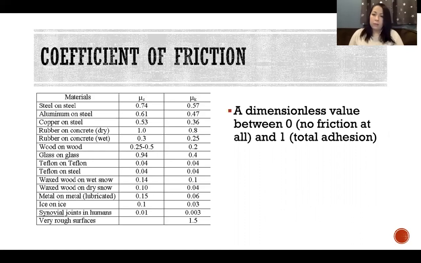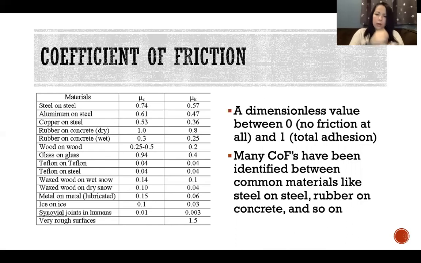So this is measured scientifically. The coefficient of friction has been determined between any combination of many different materials, like we see in the table here. So many coefficients of friction have been identified between common materials like steel on steel, rubber on concrete, and we can go on, like we see in this table. So in this table, we're seeing the coefficients of friction in the center column, I should say, those are the coefficients of static friction. And then on the right is of kinetic friction.